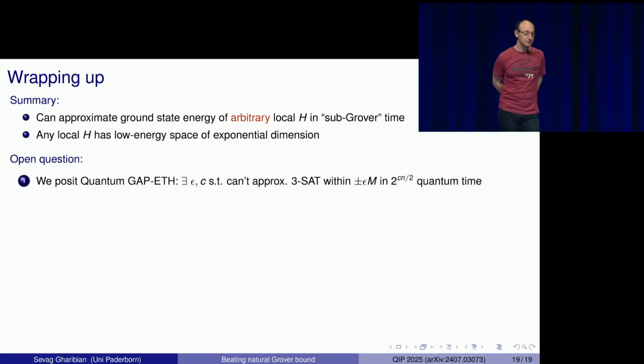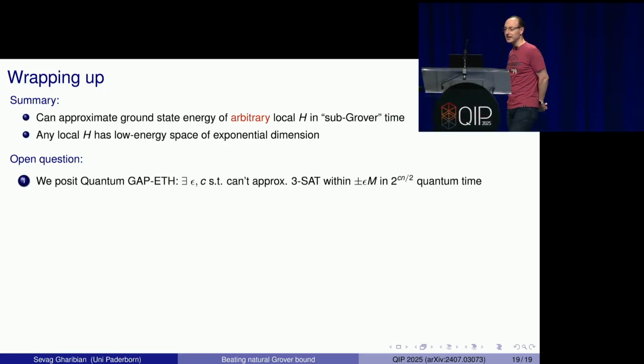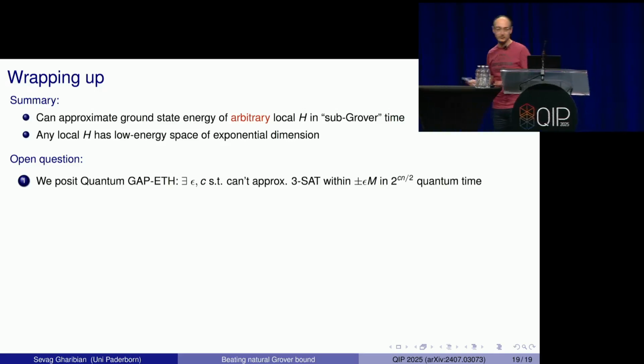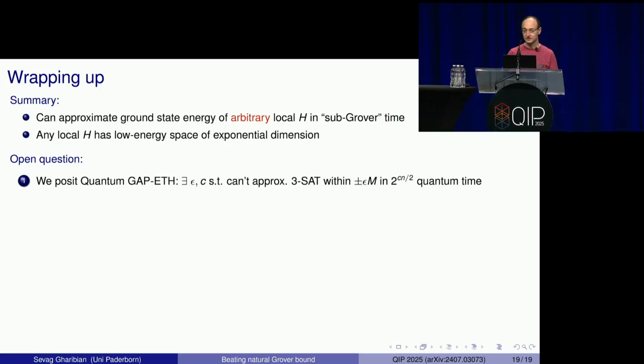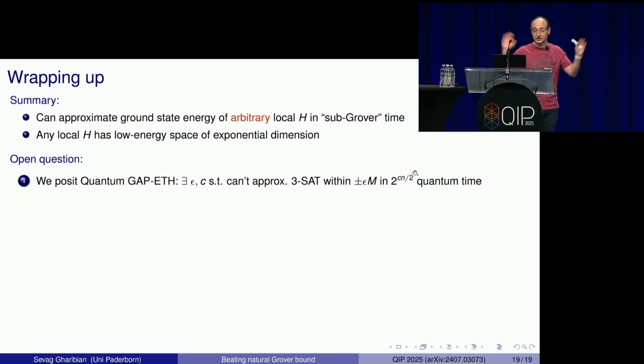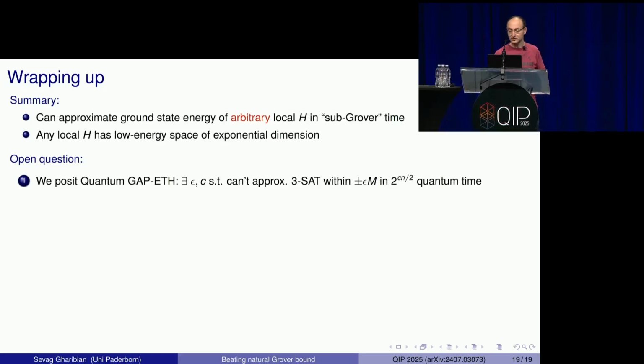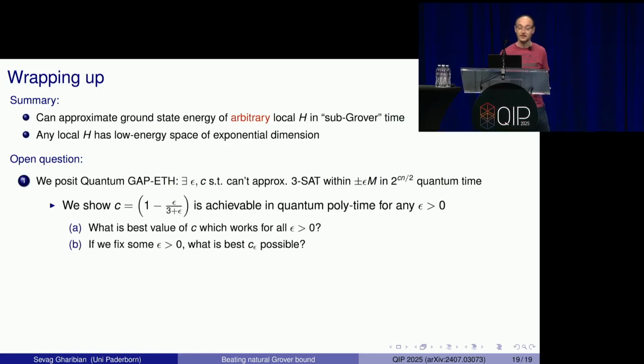So, open questions. I talked a bit about these ETH, these exponential time hypotheses that are like no-go theorems that people strongly believe. In this work, we posit something called the quantum gap ETH, which more or less says that you can't beat our algorithm substantially if you really want a general algorithm that works for any precision epsilon. So there exists some epsilon and some constant c so that you cannot solve, say, 3-SAT, which of course also means 3-local Hamiltonians, to within this error in this time. This is just a hypothesis, of course. We just stated it, so whether it holds or not is completely up in the air.